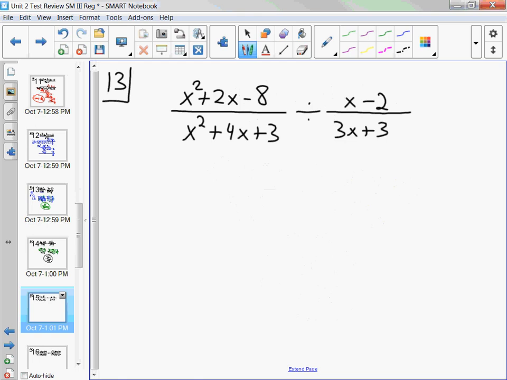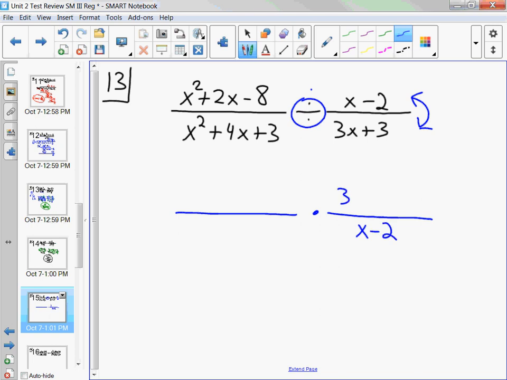Problem number 13. This one, the instructions are divide and simplify completely. So this is a division problem. Really, the only difference between a division and a multiplication is we take the reciprocal of the second fraction and we change this divide to a times. So I'm going to rewrite that with a times. And I'm going to do the reciprocal first, so I don't forget. The x minus 2 that's on top is factored already, and it goes on the bottom. And the 3x plus 3, we can take out a greatest common factor of 3. That leaves us with x plus 1. Remember, if I distributed that back through, 3 times x is 3x, and 3 times 1 is 3.